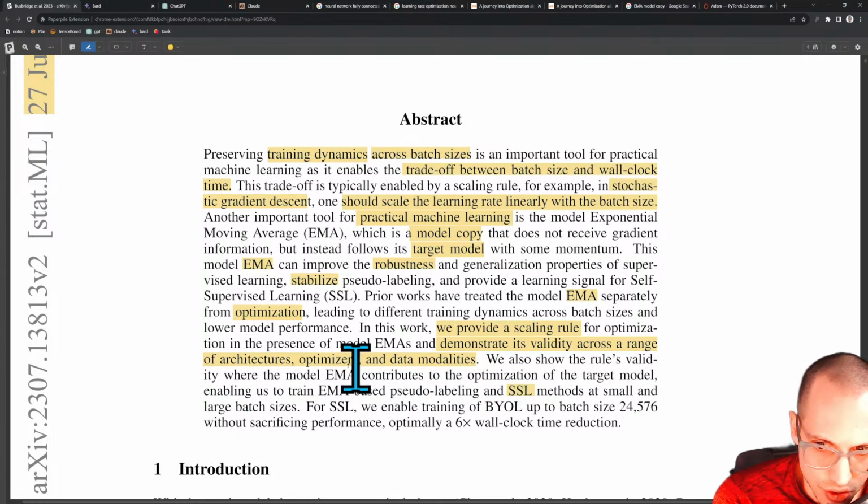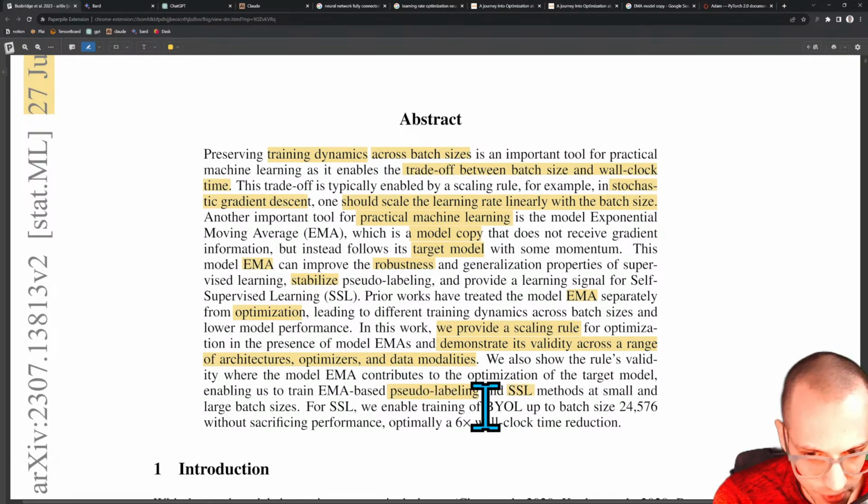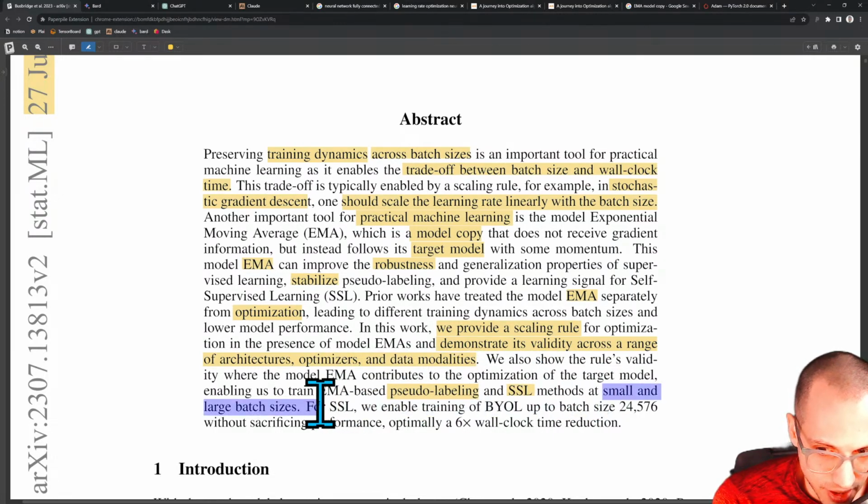So SSL is just self-supervised learning, which they defined up here. Pseudo-labeling is a kind of self-supervised labeling or self-supervised learning. And at small and large batch sizes, they're going to be ablating different batch sizes to see if you end up with the same behavior. For SSL, we enable training of BYOL up to batch size 24,576. That's kind of a weird choice of a number there, without sacrificing performance, optimally a 6-time wall clock reduction.